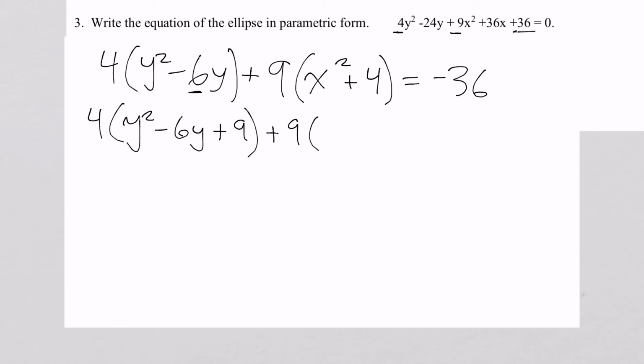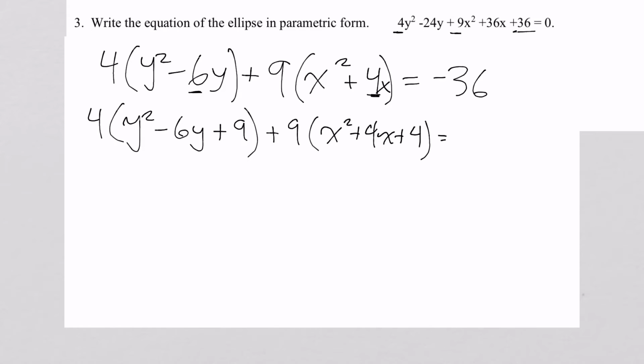Now we want to complete the square on our x term, so x squared plus, oops, I forgot to write x up there, plus 4x plus 4 is the constant we need to complete that square, because half of 4, that coefficient on x, half of 4 is 2, squared is 4.